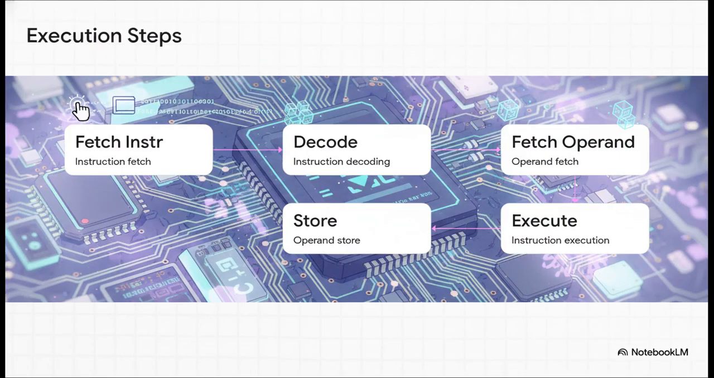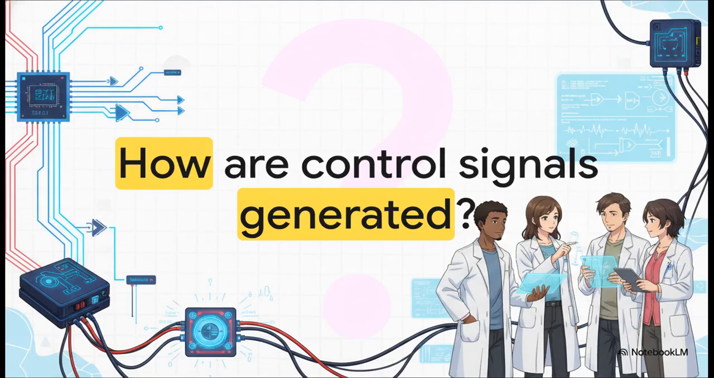Now, executing just a single instruction happens in 5 highly sequential steps. We've got the instruction fetch, then decoding, operand fetch, the actual execution, and finally operand store. And here's the really interesting part. Every single one of these steps takes exactly 1 clock cycle, with the system using a step counter to keep track of its progress. But most importantly, each individual step needs its own very specific set of control signals to even happen. Which of course brings us to the million-dollar question.